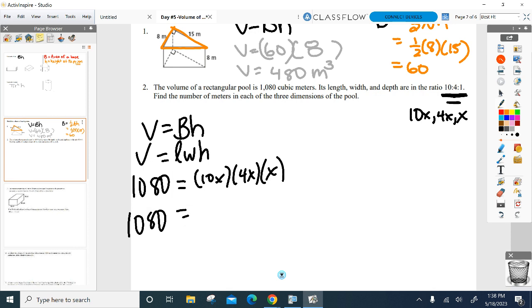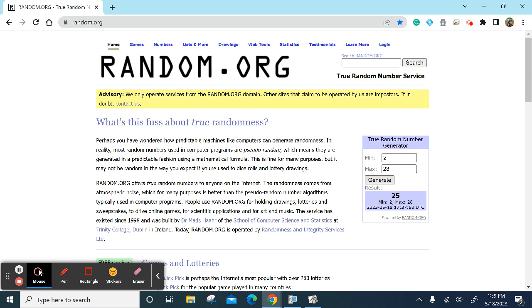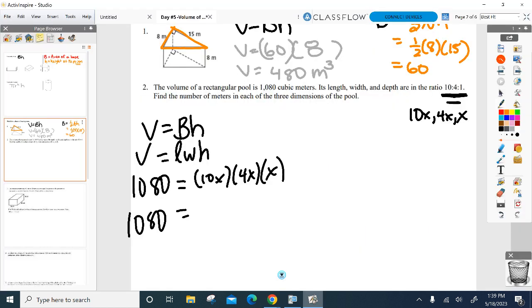10x times 4x times x. This might make me cringe. It's not 15x. We're not adding. We're multiplying. Take a shot at it quick. There we go. 10 times 4 times 1 is the 40. I got 3 of them. Multiplying, I get x cubed. Nice. Ooh, it doesn't end there.